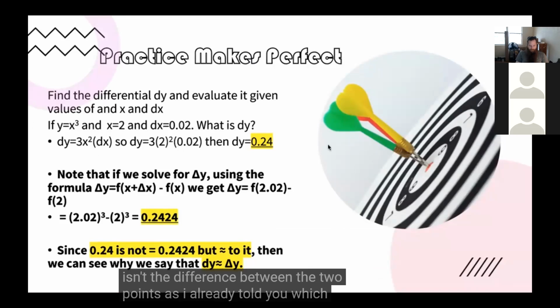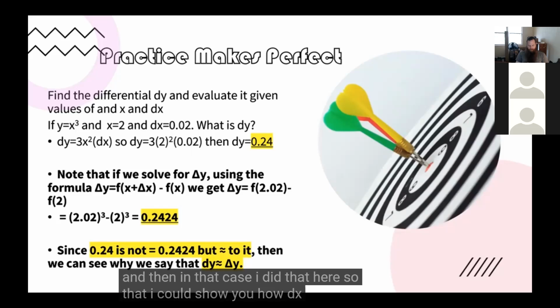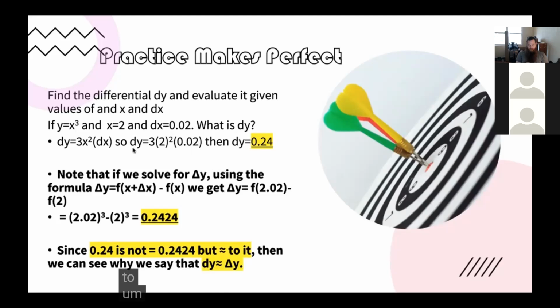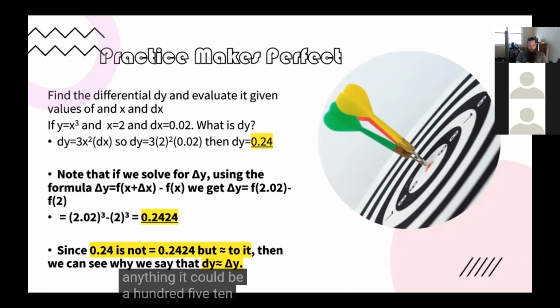I already told you, which is why we normally want to take dx to a very small value. In this case, I did that here so that I can show you how dy is related to delta y. But technically, dx could literally be anything. It could be 100, 5, 10.